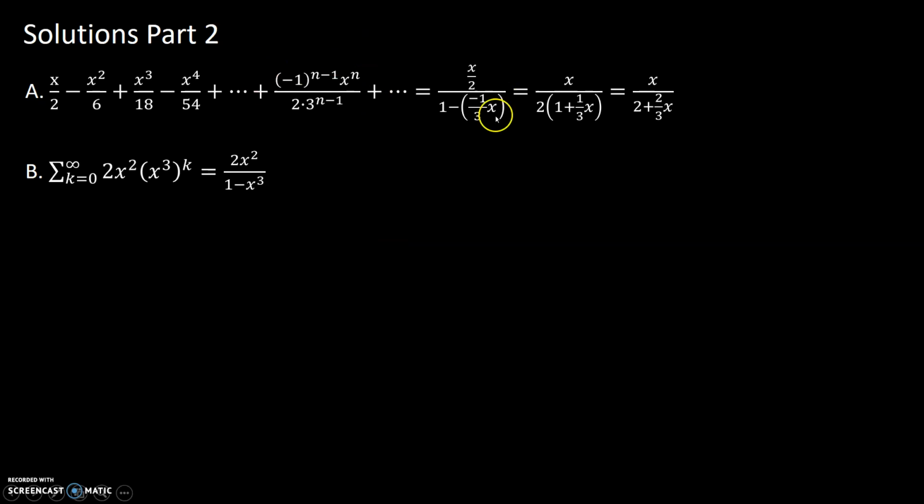Lastly, for solution part 2, we see that this is geometric in nature. Every term is being multiplied by a negative x over 3, a negative x over 3, and a negative x over 3. So that's our r with the first term of x over 2. And this answer would be fine. This is just a prettier form if you want to simplify. And then again, this is also geometric. So you start out knowing that k is 0, you plug in 0, meaning this is going to be 1. Your first term is 2x squared divided by 1 minus x cubed, as x cubed is your r.